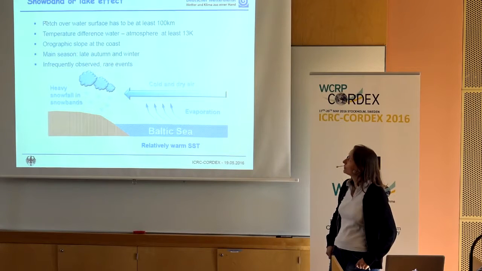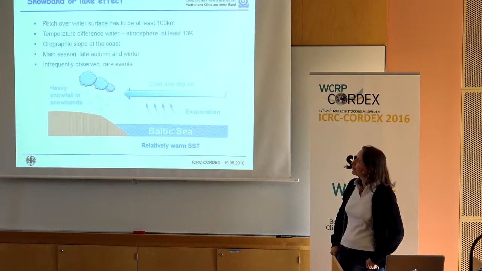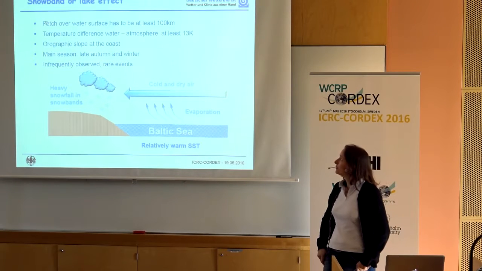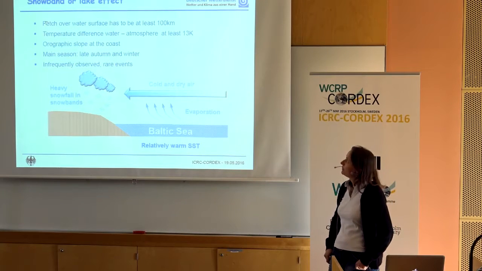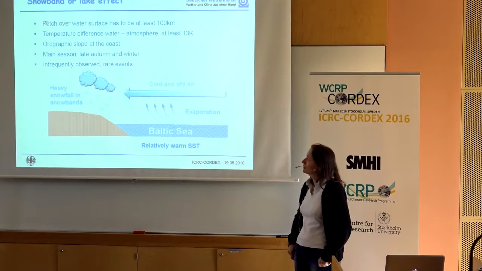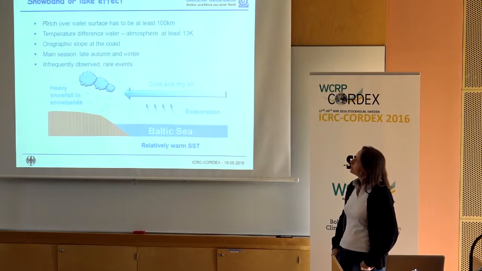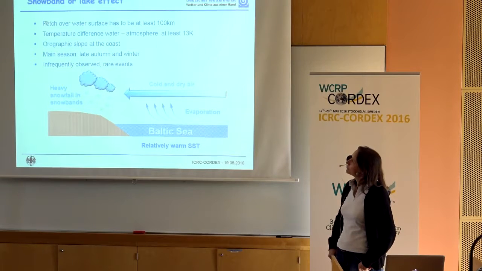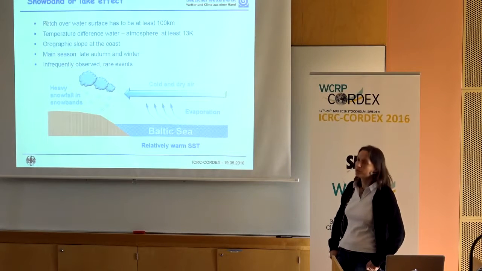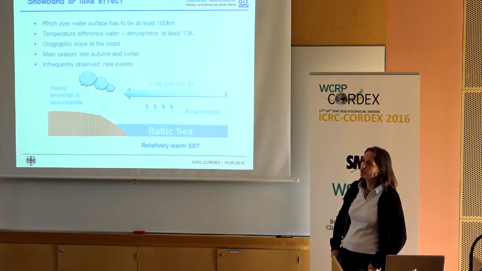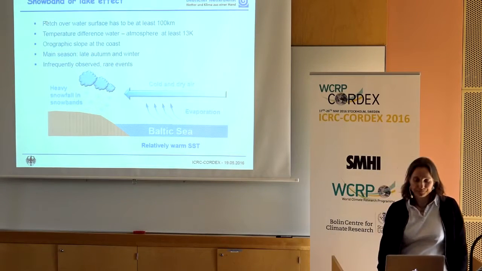The orographic slope at the coast helps that you have these really nice heavy snowfalls, and the main season of occurrence is late autumn and winter. The events are very infrequent, and it's hard to get observations of past events. So we looked at the snowbands over the Baltic, but there are also other places worldwide where you have snowbands, like over the Great Lakes, where they are called lake effects, but you can also have it over the Black Sea sometimes, pretty seldom, I guess.